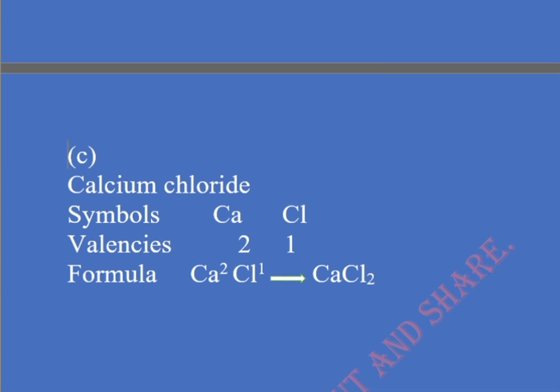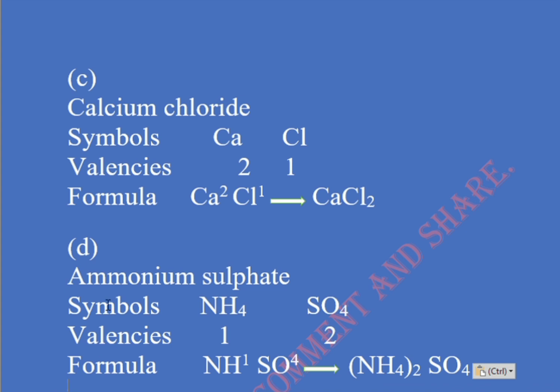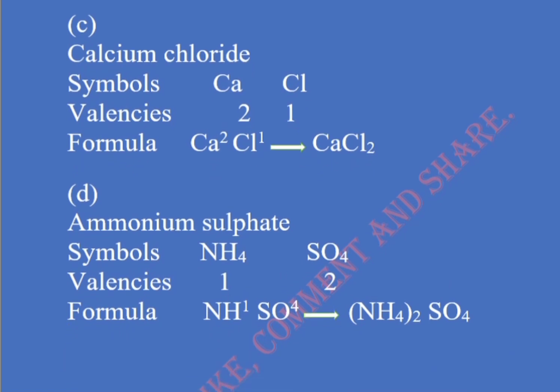Calcium chloride. Remember, you can pause the video and try out if you can write the formula in the correct way. Then you can come back and gauge yourself to see how you are doing. That's calcium chloride. Remember, we said we begin with writing the correct chemical symbol, then we write the valencies, and then finally the formula.